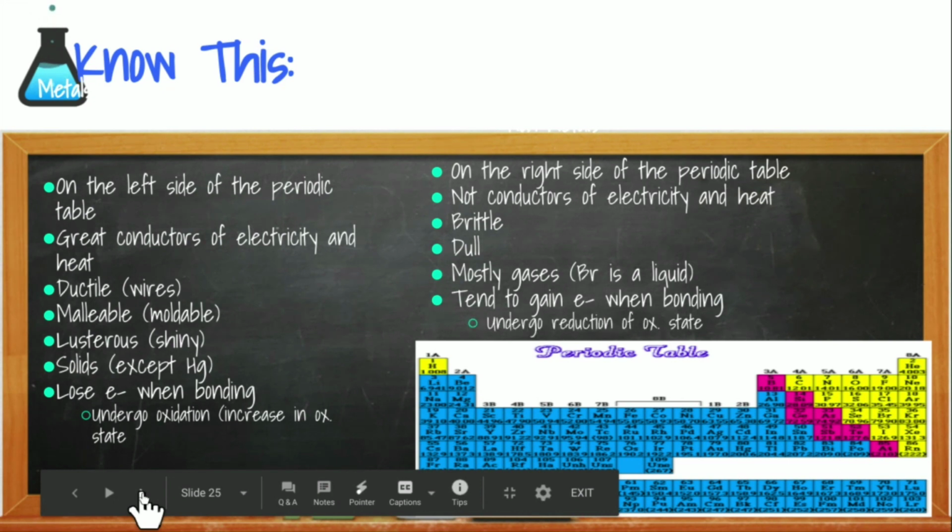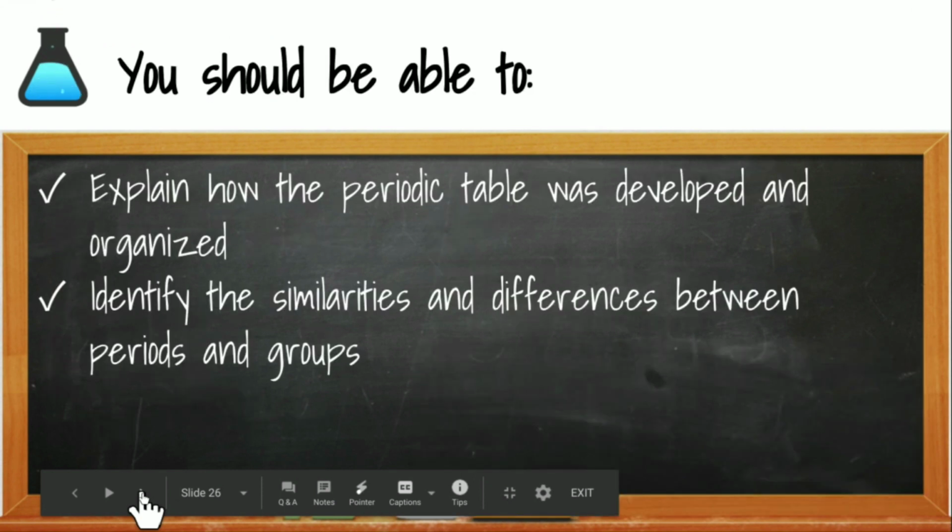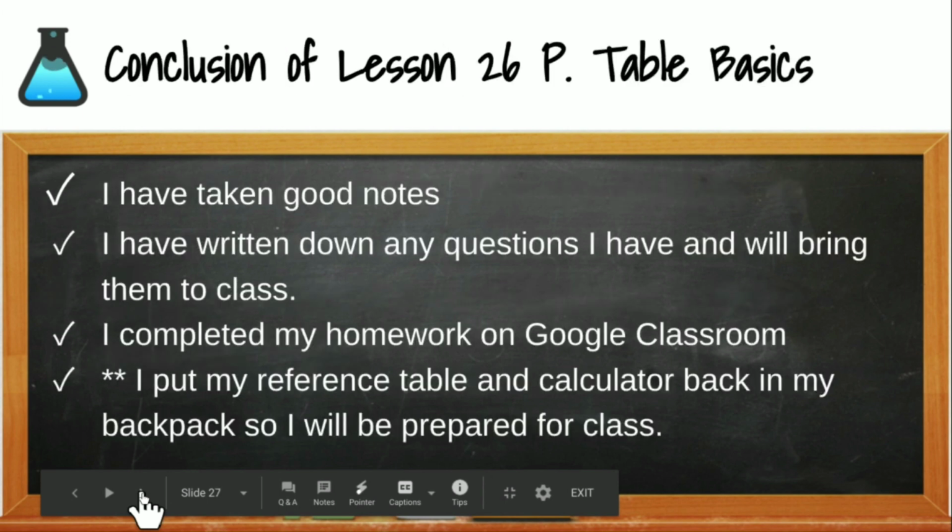So by now you should be able to explain how the periodic table was developed and organized and identify similarities and differences between periods and groups. This marks the end of lesson number 26. Make sure you've taken good notes. Please write down any questions you have and bring them to class. I will answer them if you ask them.